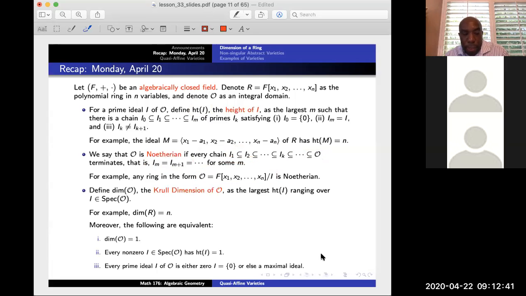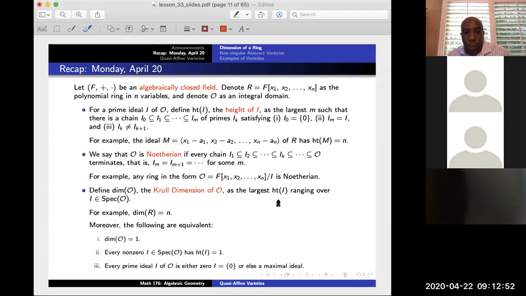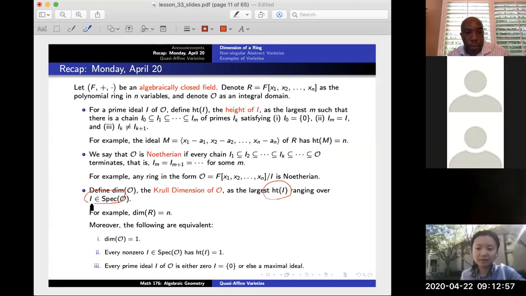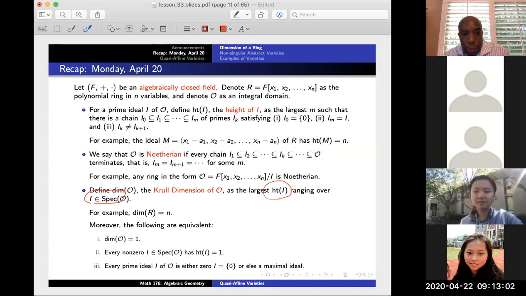Then third, we put both of these together to talk about the Krull dimension. Remember that the Krull dimension is the largest height that you'll have as you range over all prime ideals I. So again, the Krull dimension, what we're calling dim of O, will be the largest integer for the height that you can find as you range over all prime ideals. So for example, if we're dealing with the polynomial ring in n variables, then this has dimension n. So again, you want to think of dimension roughly as the number of generators. So in this case, the dimension is n.